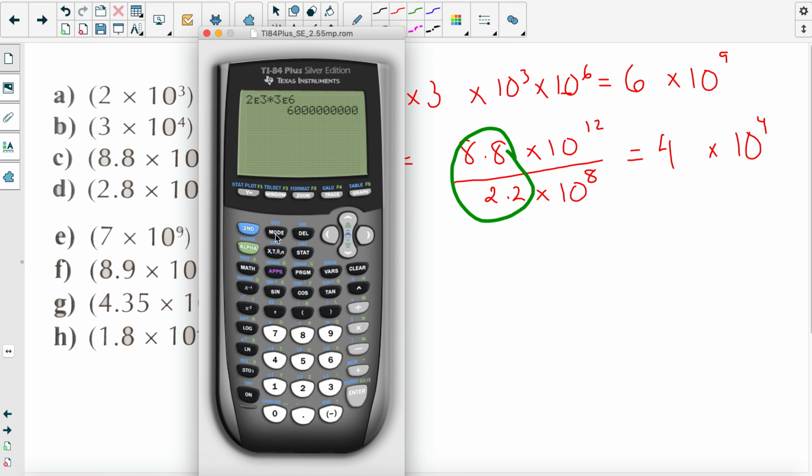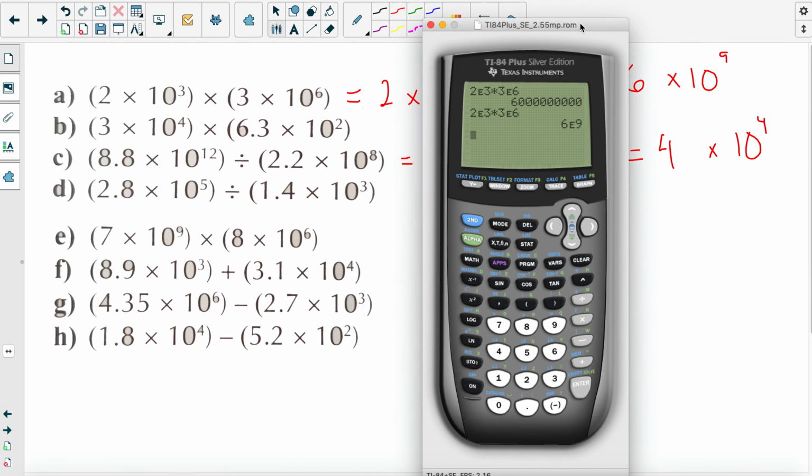You can change this to standard form. You can change your calculator to write in standard form by going to mode and then scientific notation, so that's why I press standard form. So it's already telling me that it's 6 times 10 to the power of 9. So again, you have to go to mode and then go to scientific.